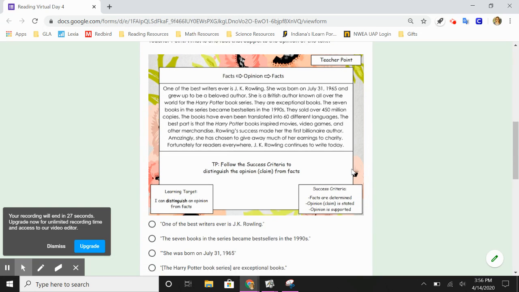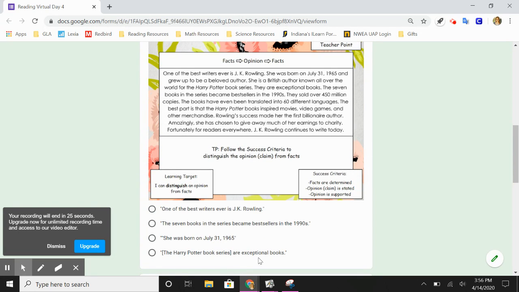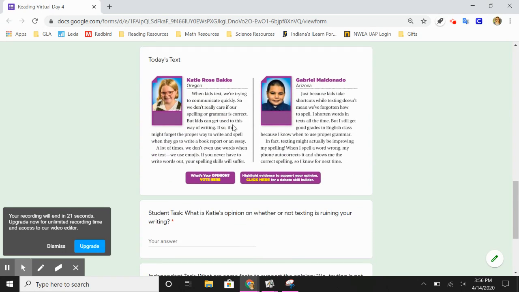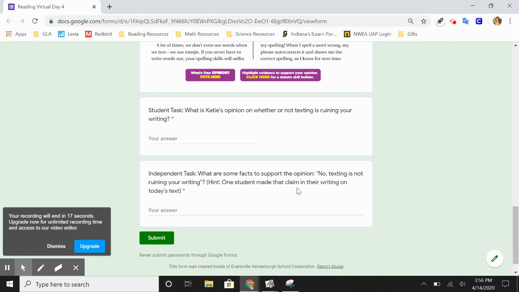You're going to make sure that you answer this question about what supports the opinion. Read the text here. Remember to zoom in if you need to. And I want to make sure that you answer what is Katie's opinion, and that last one, what are some facts that support this opinion stated here? Make sure you hit the green submit.